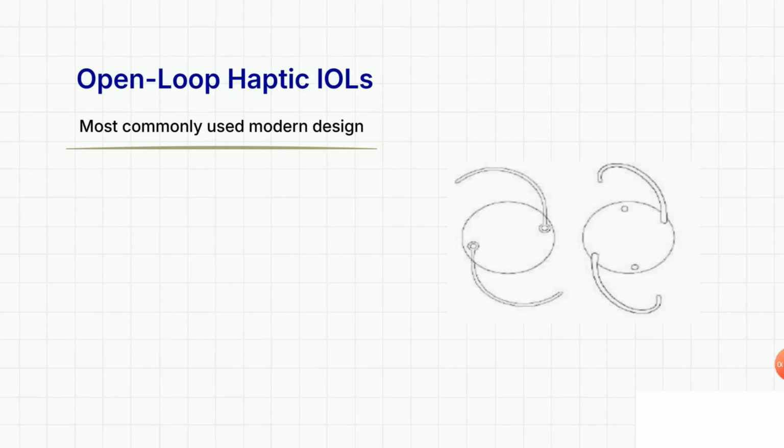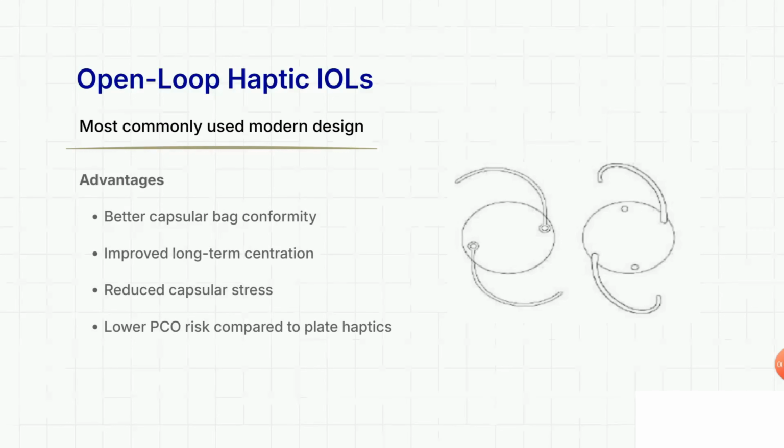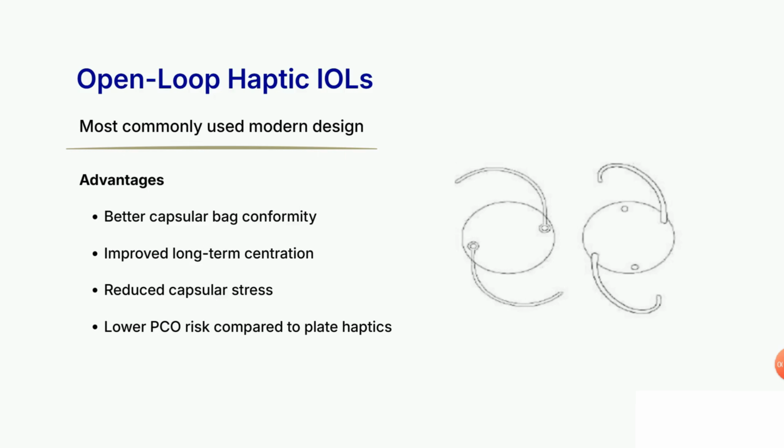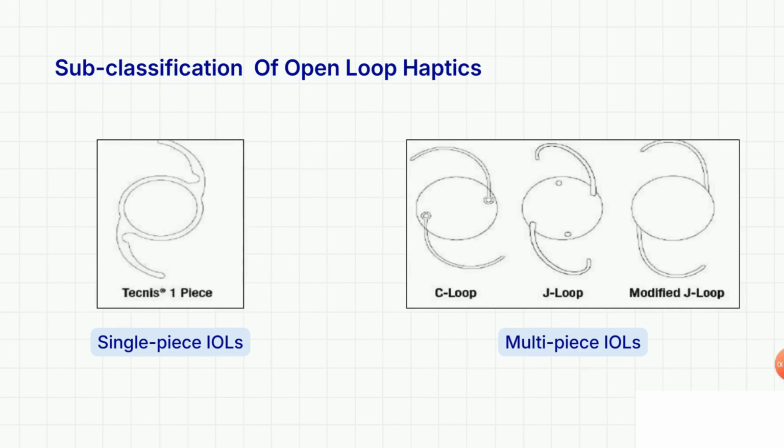Next, we have the open loop haptic IOLs. The most commonly used modern IOLs employ the open loop haptics. These provide better capsular bag conformity, long-term centration, and reduce the capsular stress as well. The open loop IOLs can further be classified into single piece and multi-piece designs.